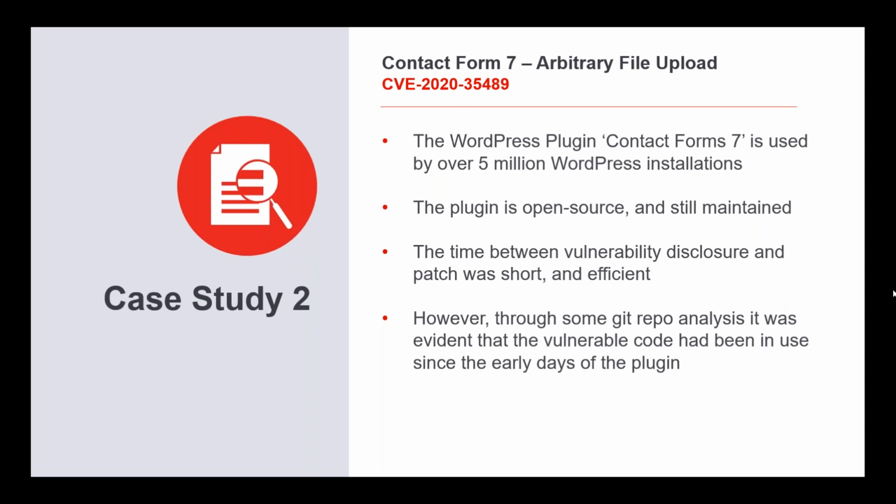So there's a WordPress plugin called Contact Form 7. It's used by 5 million plus WordPress installs. WordPress says 5 million is the max for how many installs it shows, from my understanding. It's open source, still maintained. The guy is maintaining things very quickly and well, no problems there. The time between vulnerability disclosure and the patch was short and efficient. However, having a look through the repo, it's evident that this vulnerable code had been in use for more than 5 years. The entire time that the plugin has existed, this has basically been a problem.